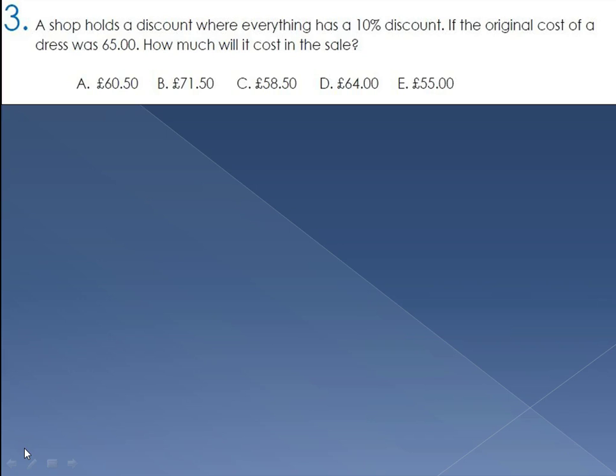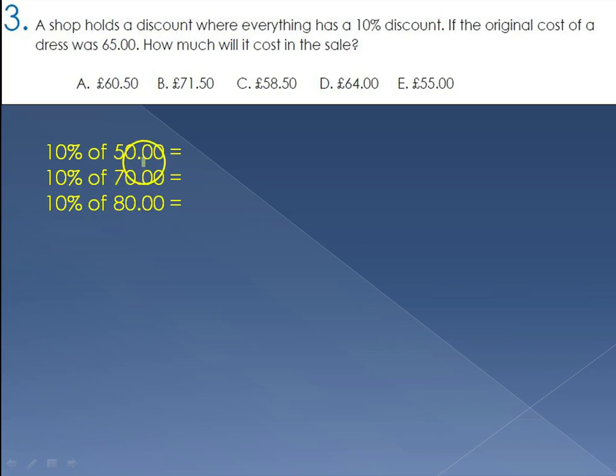A shop holds a discount where everything has a 10% discount. If the original cost of a dress was £65, how much will it cost in the sale? Okay, so 10% discount. Especially in year 5 and 6, you work a lot with percentages. You might have done this in school before, 10% of 50. What some teachers teach is to look at where the decimal point is in the 50. If we move it over, the decimal point will move and the number gets smaller. So 10% of 50 will become 5.